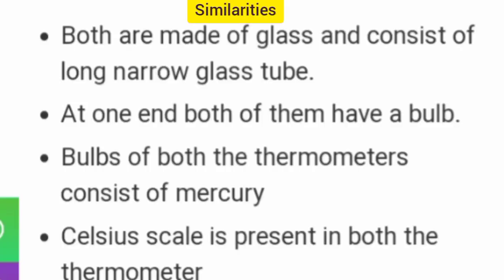So these are the similarities between the laboratory and the clinical thermometer. Both are made of glass and consist of a long narrow glass tube. Second, at one end both of them have a bulb. Bulbs of both the thermometers contain mercury. A Celsius scale is present in both the thermometers. So these are the similarities present in both the thermometers.